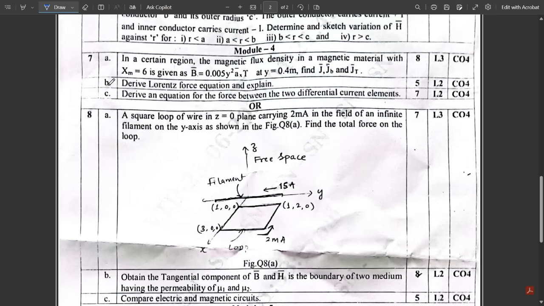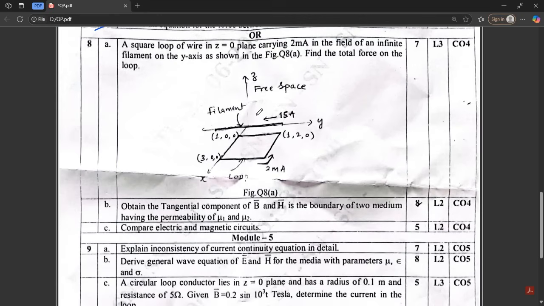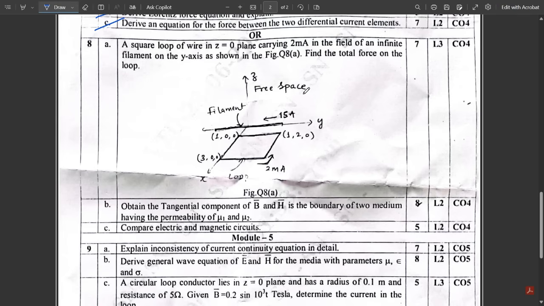Next, derive the Lorentz force equation and explain. Lorentz force equation, again it's a direct question. Next, derive an equation for force between two differential current elements. This I have already covered, and I told you that this would be appearing. So this has appeared. So 8a. It's a direct question, nothing much to do. The solution is very easy.